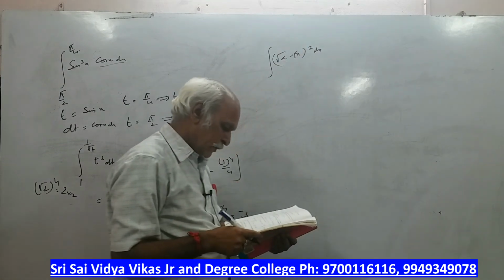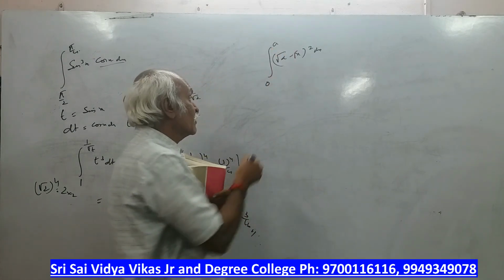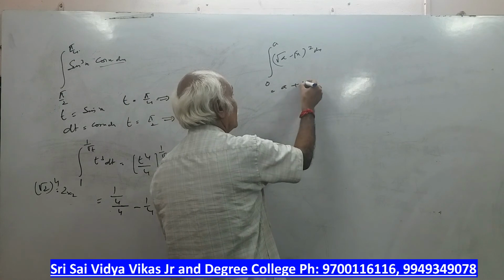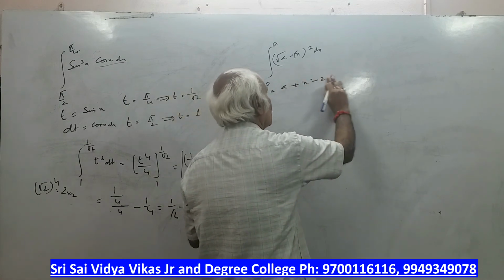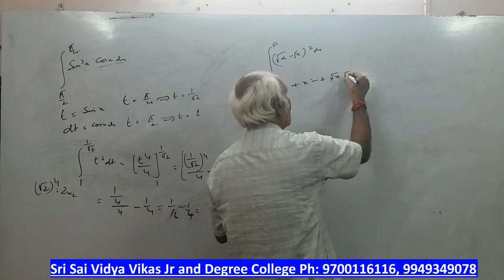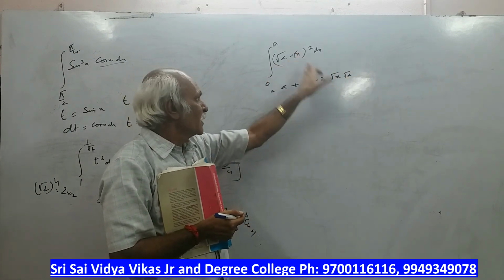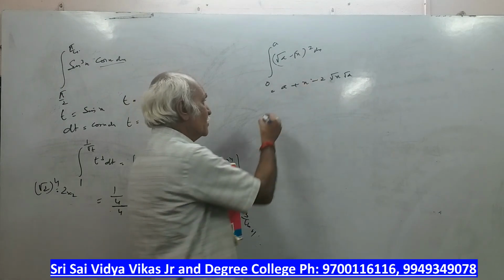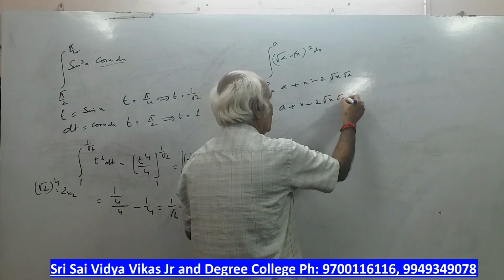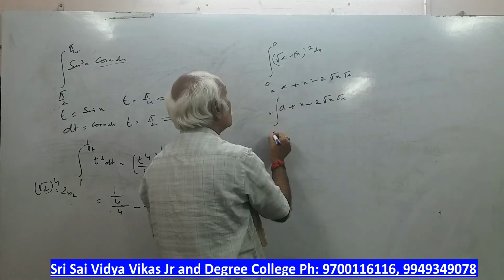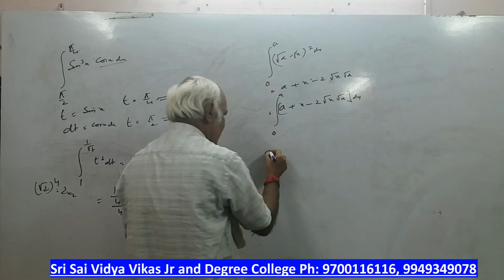Observe this problem. 0 to a. So here a minus b whole square formula, which is nothing but a square plus b square minus 2ab. What I have done? A square means a, b square means b, that is x, minus 2ab. So this becomes a plus x minus 2 root x into root a with the integration symbol 0 to a dx.